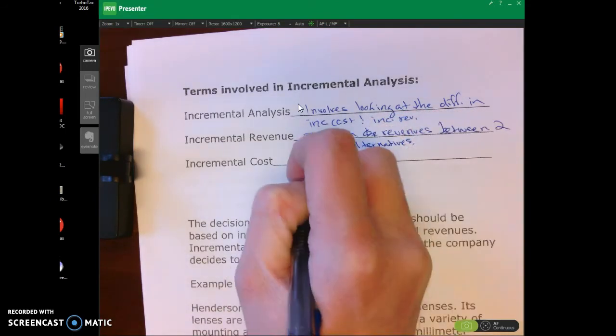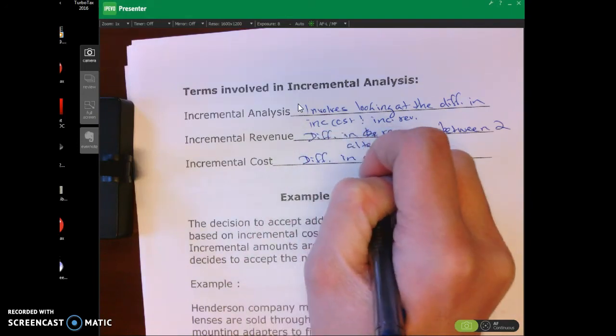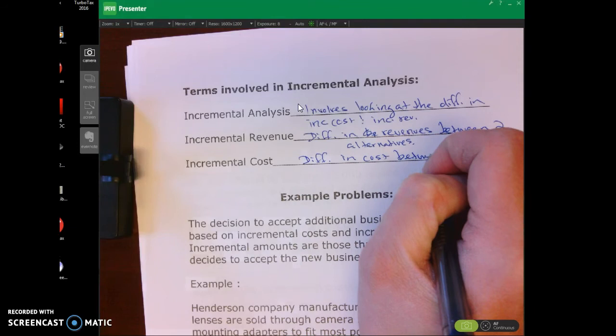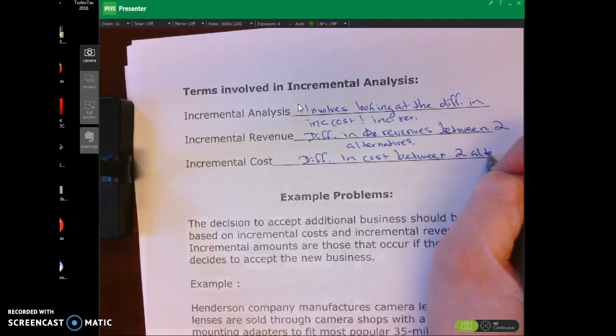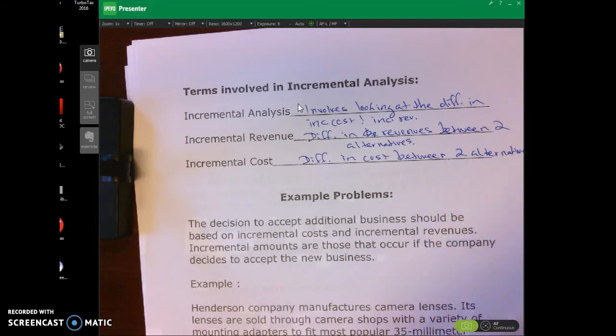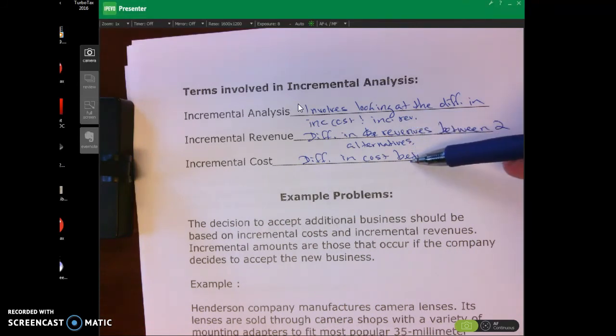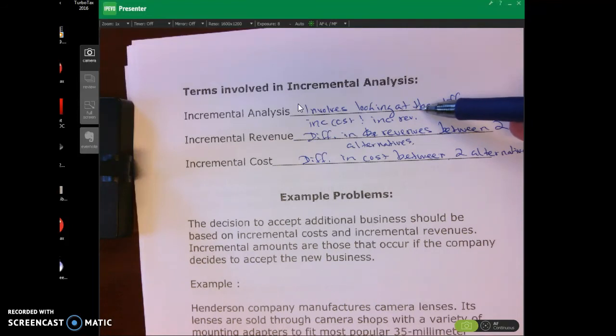Incremental cost, on the other hand, is the difference in cost between 2 alternatives. So with our decisions, with incremental analysis, we would ask: what are the benefits that differ between alternative A and alternative B? What are the costs that differ between alternative A and alternative B? Or we can think of it in terms of revenues too. Sometimes I just like to think of it more broadly as benefits. Either way is fine. Then we ask, do the incremental revenues exceed the incremental costs? If they do, that's something we should do. If they don't, that's not something we should do.